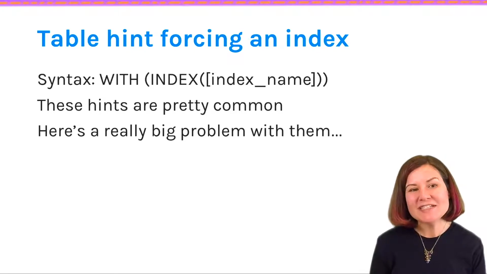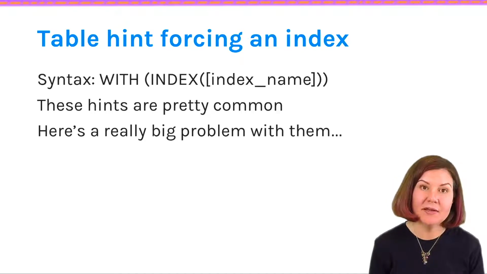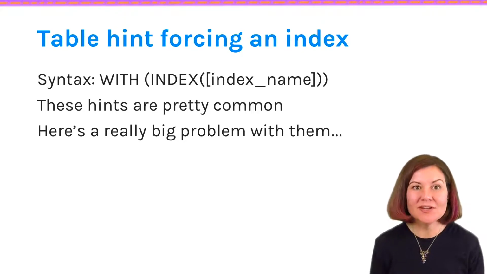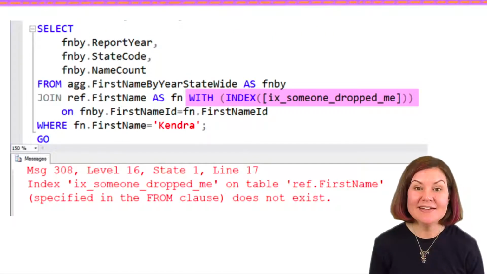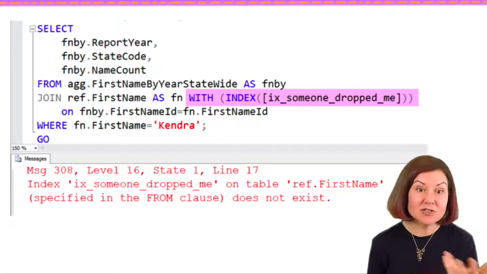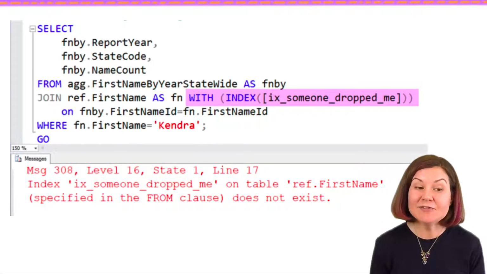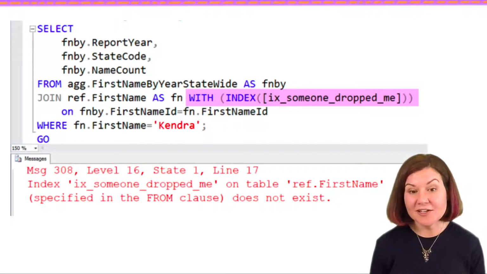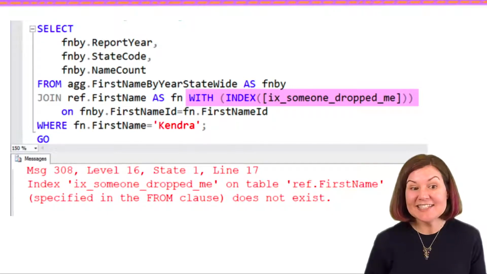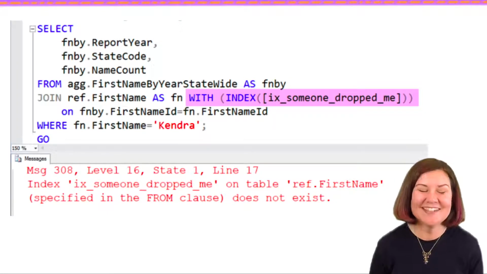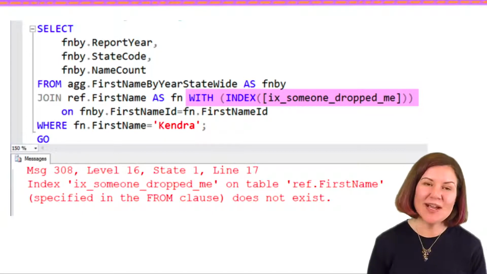Similarly, forcing indexes with table hints are pretty common. And also, there's a common problem that if someone drops the index or even just renames the index, then the query is going to fail with a message. It is a very clear message that says, hey, the index doesn't exist, so I couldn't do what you asked me to do.